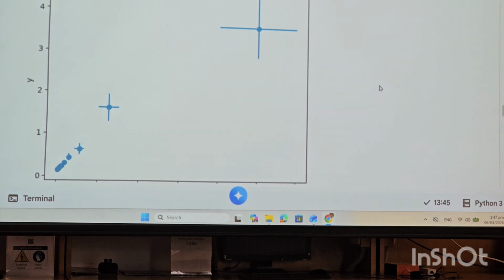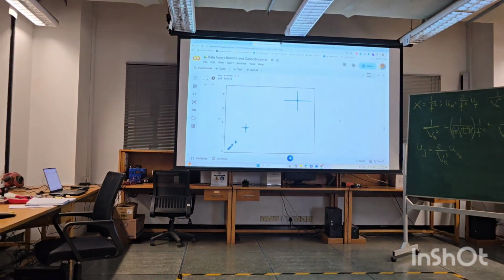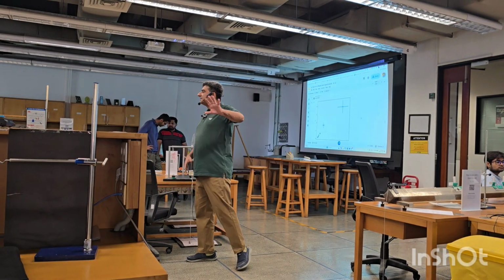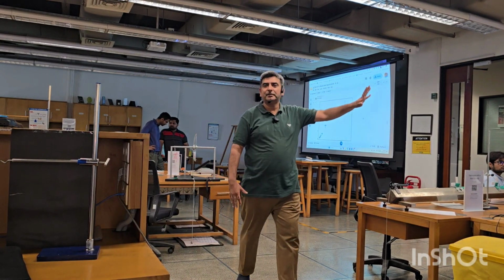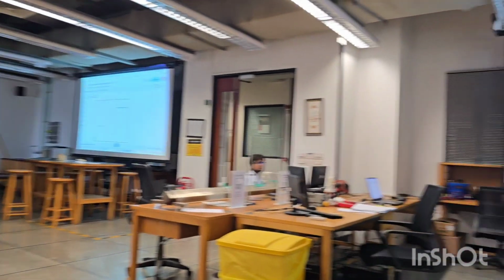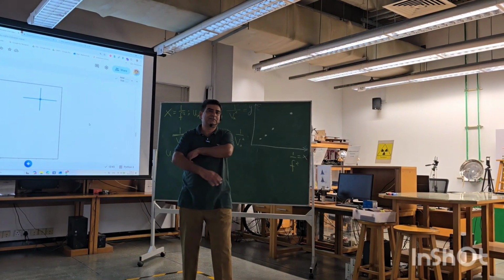Okay, we're not robots, we're not machines, we are thinkers. Now there's a plot in front of us. What conclusions do we draw from this graph? What does this plot tell us?